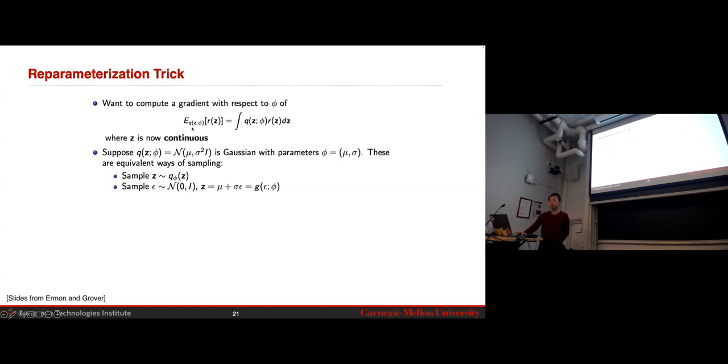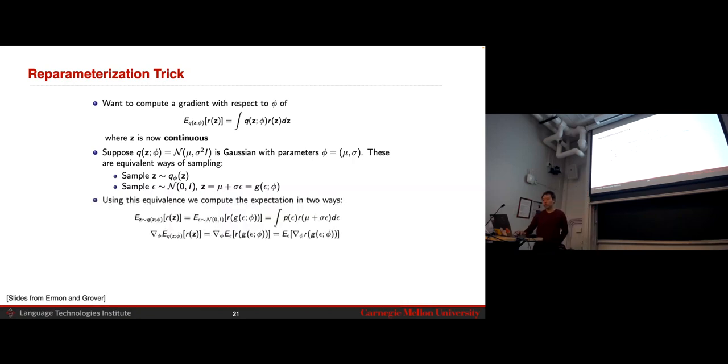Then sampling Z under Q of Z can be done in two ways. One is to directly sample from the Gaussian. If it's a Gaussian with mean 2 and variance 5, I can sample from it directly. The other way is to sample some epsilon from a standard Gaussian with mean 0, variance 1, and transform this sample into a sample from the non-standard Gaussian. There's a rule for this transformation: take the standard Gaussian sample, multiply it by the standard deviation, and add the mean to it. These are equivalent ways of sampling the same output from my Gaussian Q of Z. But while the first one doesn't allow you to backpropagate through it, the second one does.